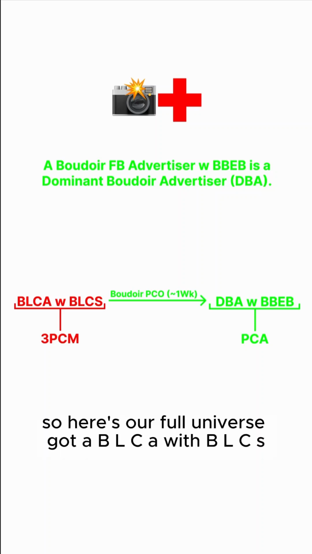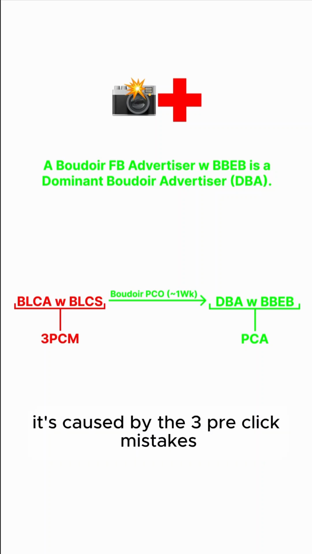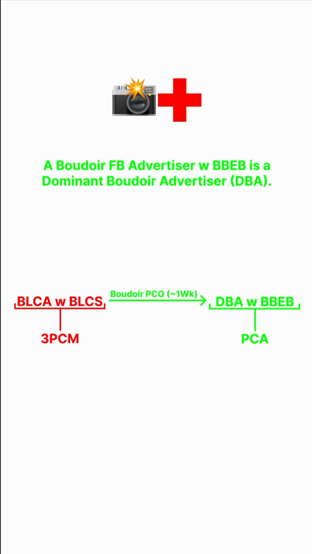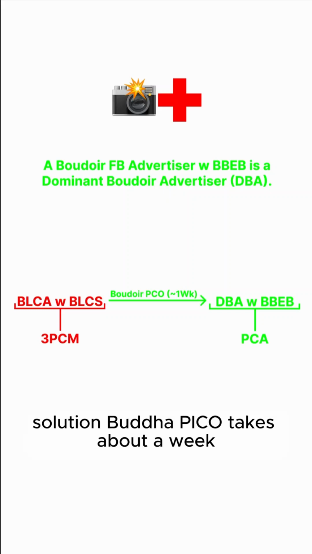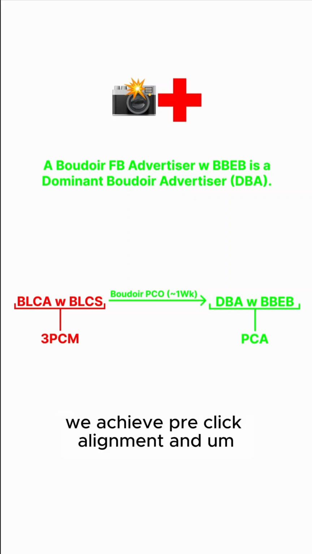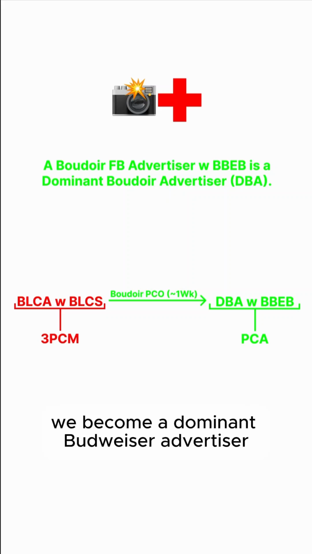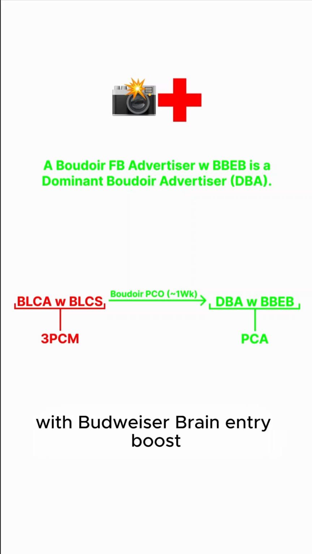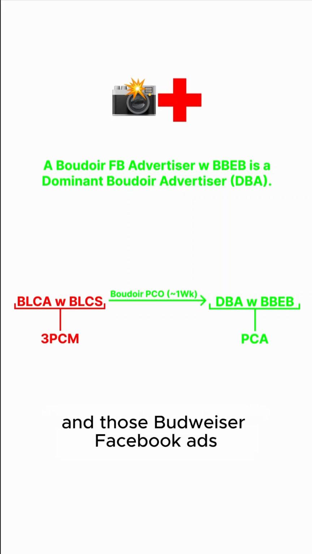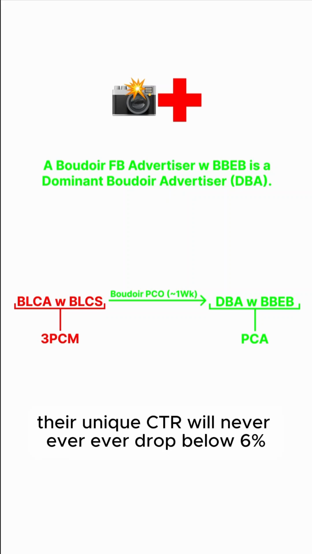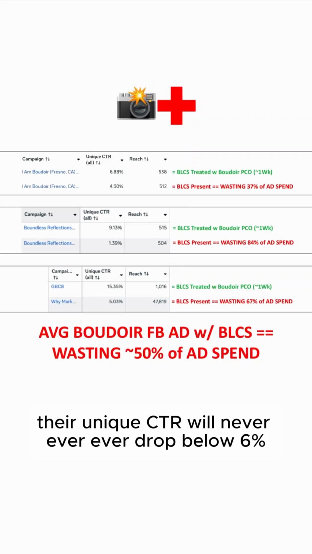So here's our full universe. Got a BLCA with BLCS. It's caused by the 3 pre-click mistakes. Solution, Boudoir Pico, takes about a week. We achieve pre-click alignment, and we've become a dominant Boudoir advertiser with Boudoir brain entry boost. And those Boudoir Facebook ads, their unique CTR will never, ever, ever drop below 6%.